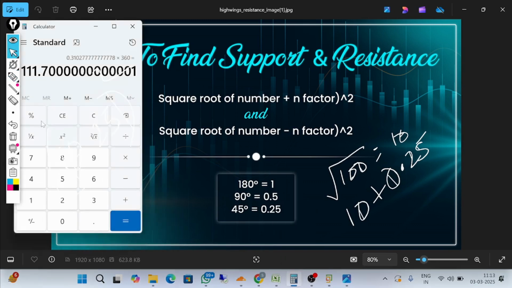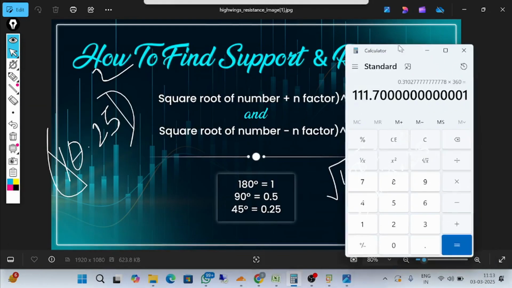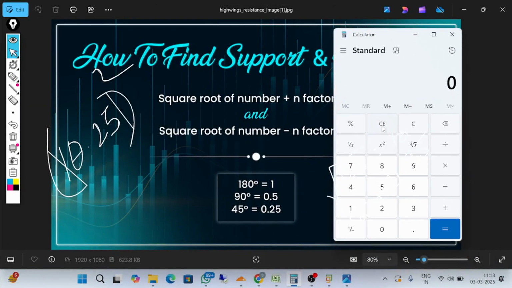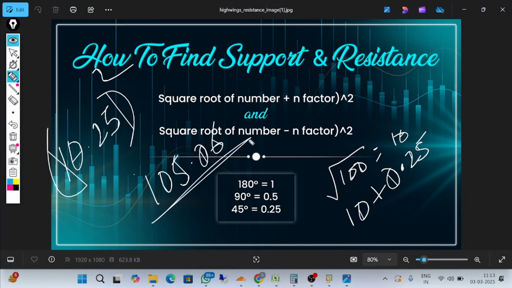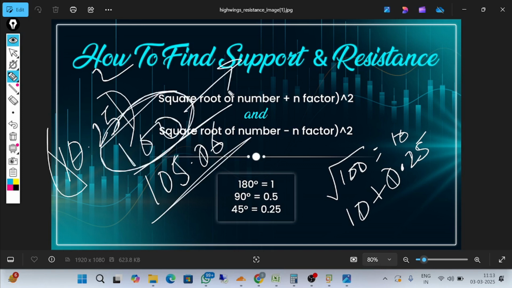See, here is the calculator. So if we go 10.25 square, it's 105.06. So if I would say 105.06 and this is 100, so the resistance of 100 will be 105.